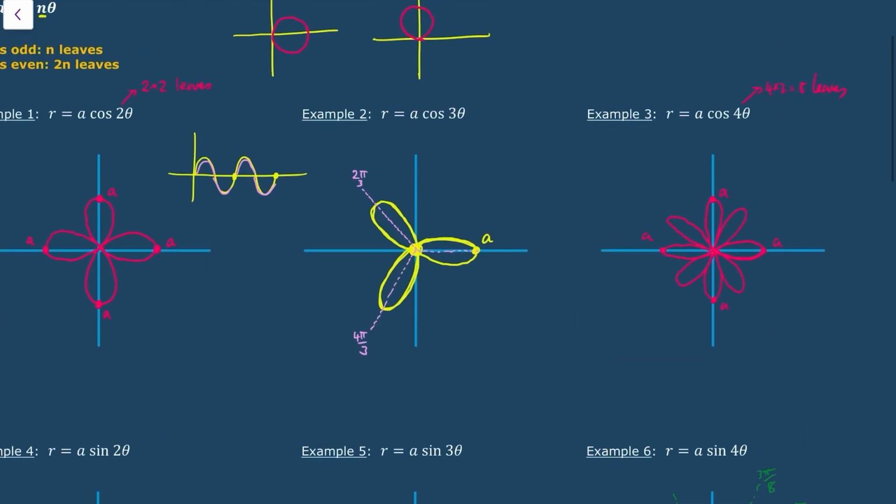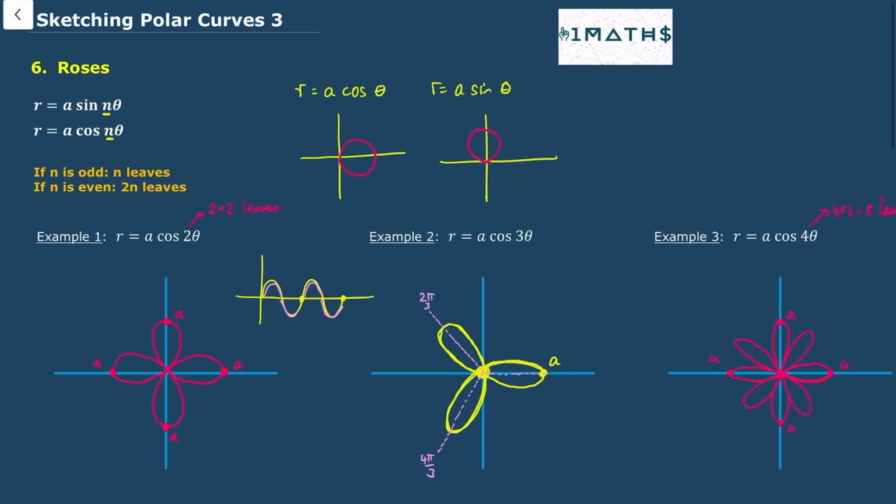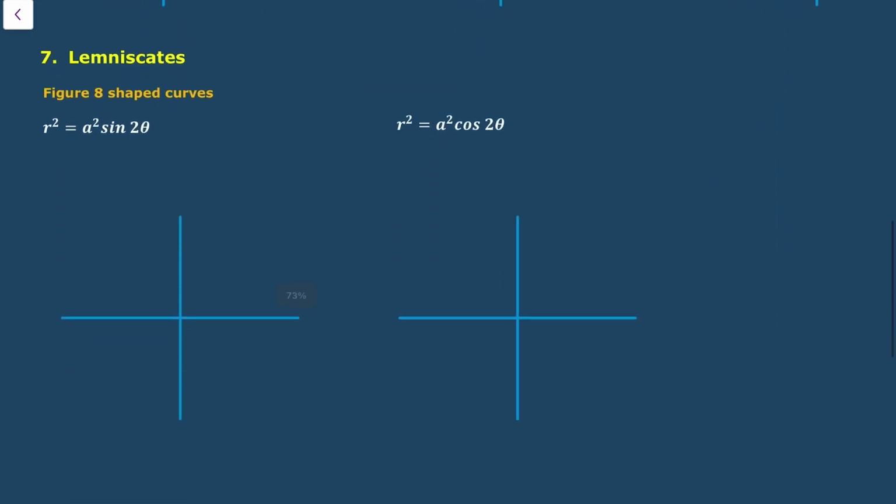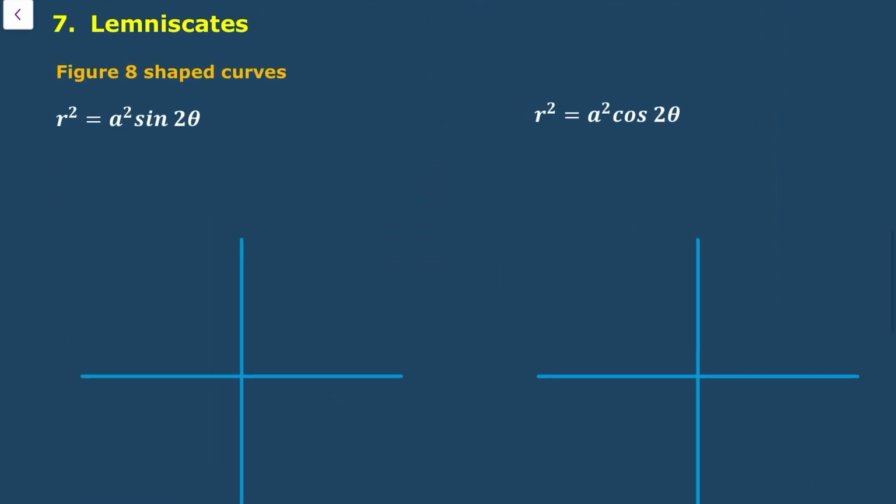These are my polar roses. So let's move on and look at the very final section, which is the lemniscates. They only come in this form, r squared equals a squared sine 2 theta, and r squared equals a squared cos 2 theta. And they are always going to be in the same form. The first one is going to look like this, and the second one is going to look like this.